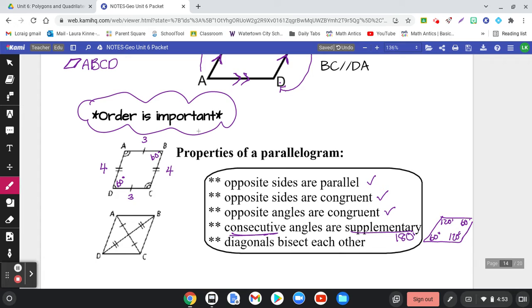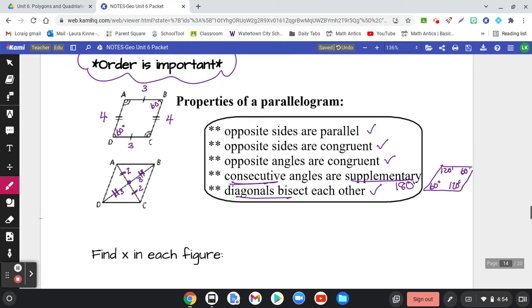All right. The other thing is diagonals bisect each other. So that means they cut in half right here. So these are the same and these are the same. Not necessarily the same as each other. Like if this is 2, maybe this is 3, this is 3. All right, so let's do a little bit of practice with that.